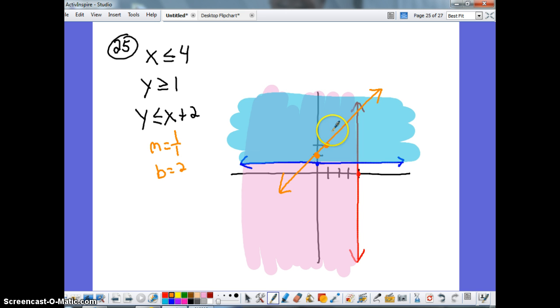So basically, if it's above this orange line, it's going to be everything up here. If it's below it, it's just that triangle region. When I look at this, it says y is less than or equal to. So when I go to shade in, less than means everything below, so that's going to be everything down here. So my answer is where all three of them are intersecting, and that's going to be this triangle region right there.